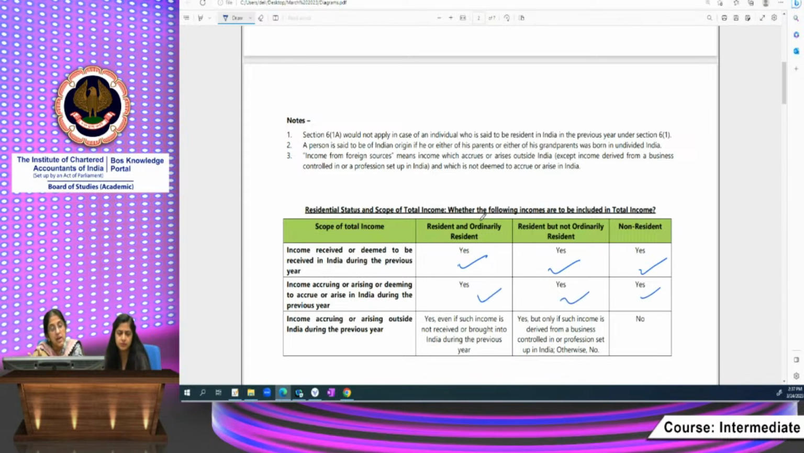Then income accruing or arising outside India during the previous year. See, outside India, it is always taxable in the case of an ROR. Even if such income is not received or brought into India in the previous year, it is taxable. In case of a non-resident, it is not taxable. In case of a resident but not ordinarily resident, yes, but only if such income is from a business controlled in or profession set up in India. Only in such a case will it be taxable in the hands of a not ordinarily resident. Any income which accrues or arises outside India, only in this case. In all other cases, it will be no. So basically, for this purpose, we do the entire exercise of determining the residential status.